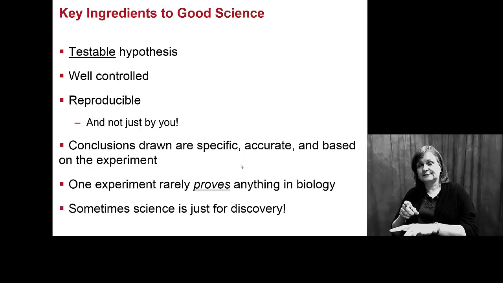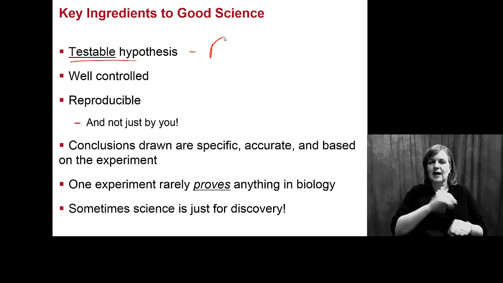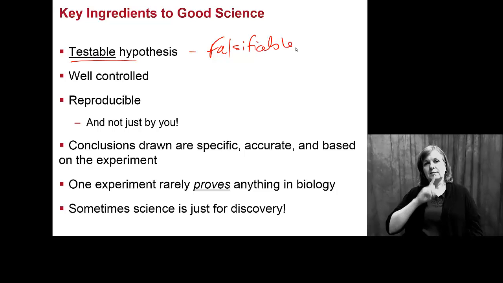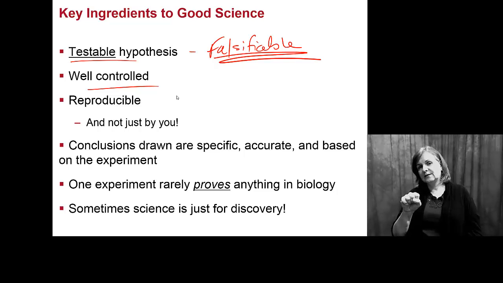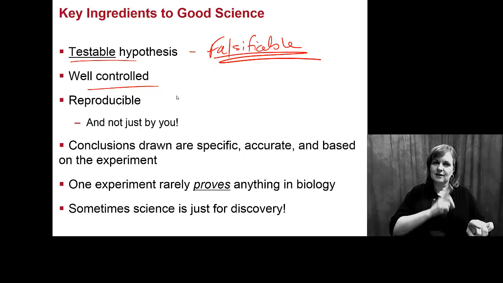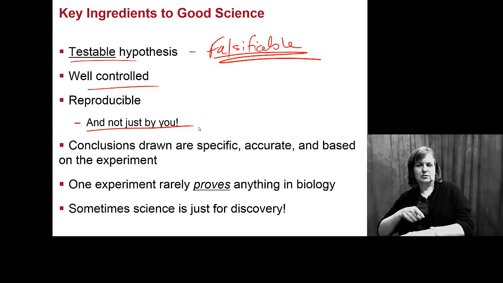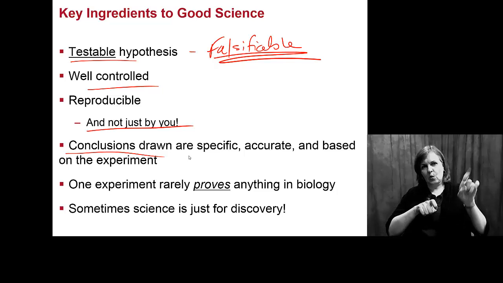But in all of science, we're going to look for these good, testable, and falsifiable hypotheses. You have to be willing to be wrong. You have to have controls. You have to be able to do this again and again and again and get the same answer, and not just you, but anybody that wanted to repeat your experiment under the same conditions should be able to get the same answer. Okay? These conclusions that you draw need to be very specific for the hypothesis that you tested. They need to answer a question.